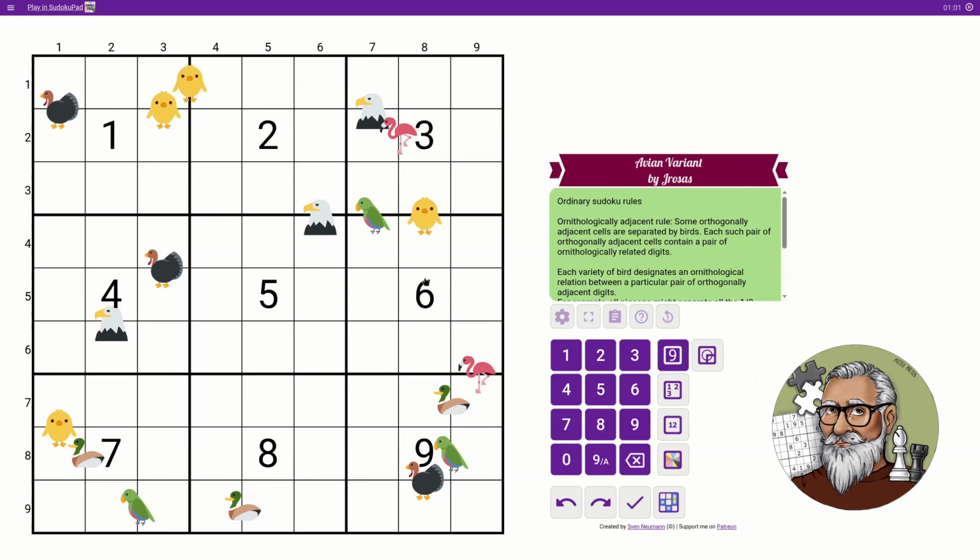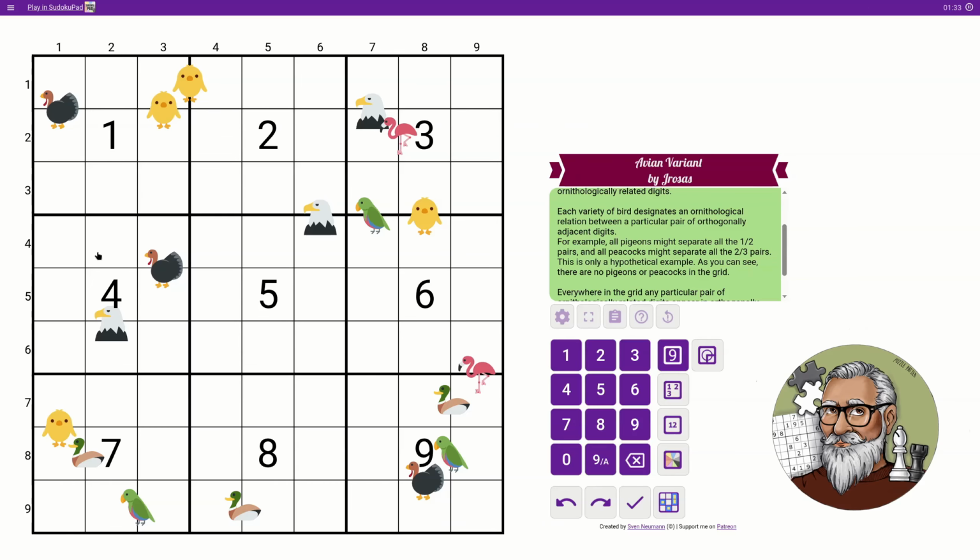Ornithologically adjacent rules. Some orthogonally adjacent cells are separated by birds. Each such pair of orthogonally adjacent cells contain a pair of ornithologically related digits. Each variety of bird designates an ornithological relation between a particular pair of orthogonally adjacent digits. Deep breath. For example, all pigeons might separate all the 1-2 pairs.